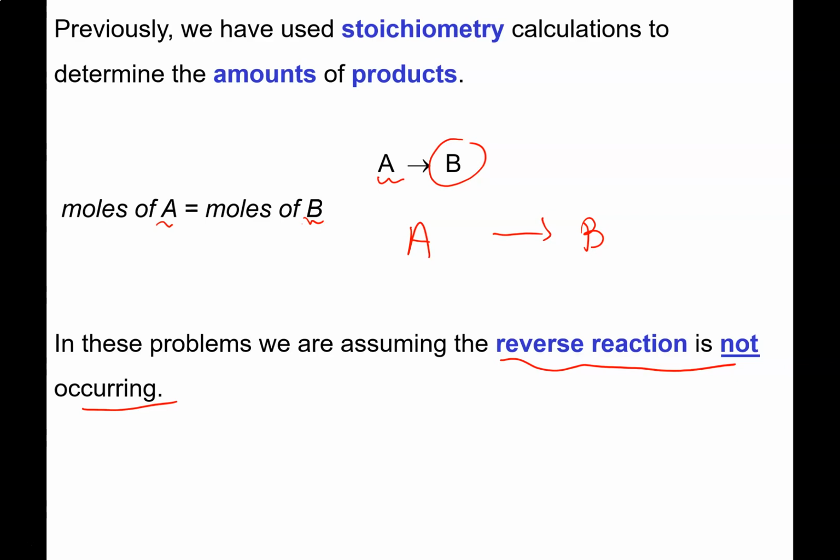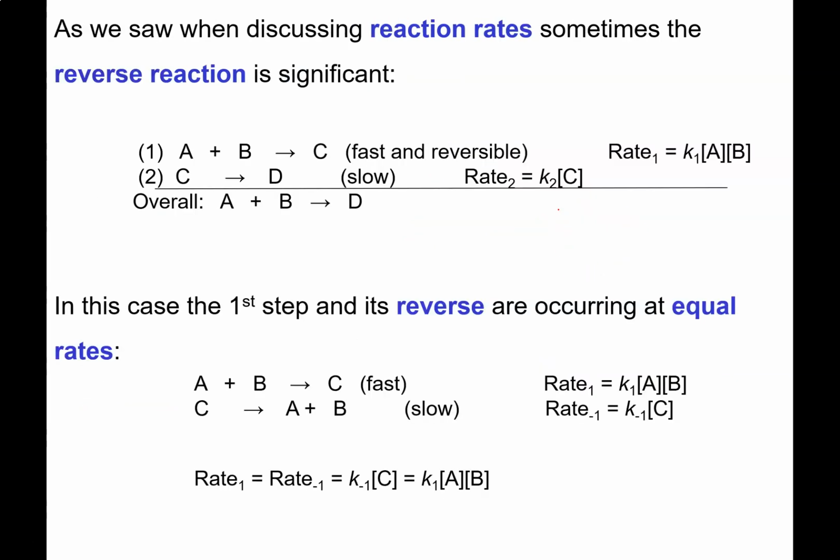And we know from our studies in chemical kinetics that the reverse reaction is frequently occurring and will become more and more important as the concentration of the products builds up. So when we were discussing reaction rates earlier, we noticed that sometimes the reverse reaction is significant. And we had these problems where we were looking at reaction mechanisms where we had a fast first step and a slow second step. And what would happen is the concentration of our product from the first step would build up because it was only being consumed slowly in the second step.